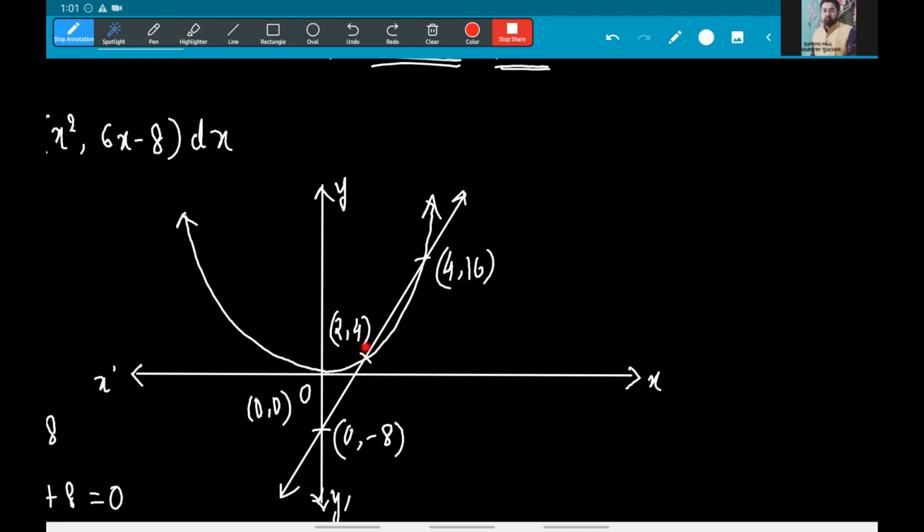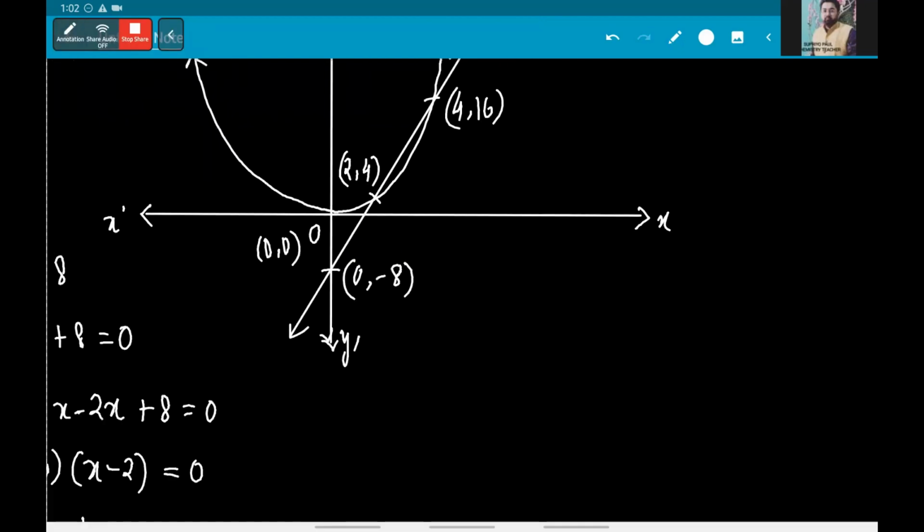Okay. Again, you see from 2 to 4, the abscissa 2 and here abscissa 4. So from 2 to 4 interval, which one is maximum? That means which curve is above? Obviously, this y equal to 6x minus 8 is maximum. Again, from 4 onwards, which is maximum? It is y equal to x square. So from 0 to 2, x square is maximum. Then from 2 to 4, y equal to 6x minus 8 is maximum. Again, from 4 onwards, y equal to x square is maximum. So we can break it in 3 parts.